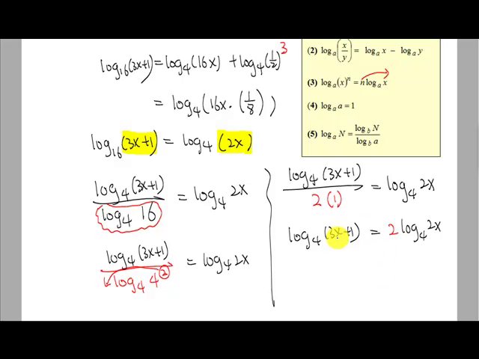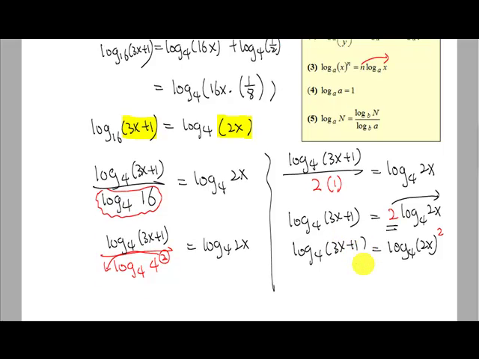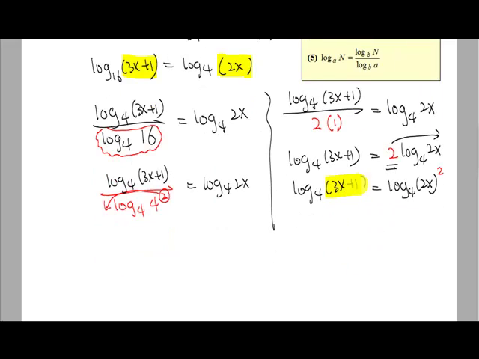Now can I conclude that 3x plus 1 is equal to 2x? No, not yet, because there is a 2 here. If you want to do a comparison, the number here and the number here must be the same. So what I can do is the 2 I can bring up, so it becomes log of 2x squared. Now we can conclude that 3x plus 1 is equal to 2x squared.